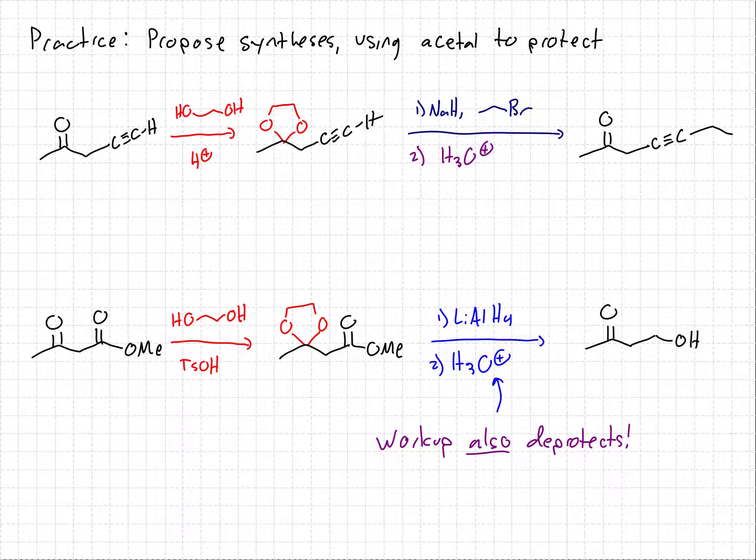Now in this reaction, if we add H3O+ to work up the alkoxide that we get out of the reduction step, this workup condition will also be sufficient to deprotect our protecting group. So one thing that you have to be careful about with these protecting groups is that anytime you add the deprotecting reagent, it is very difficult to prevent your protecting group from also being removed.